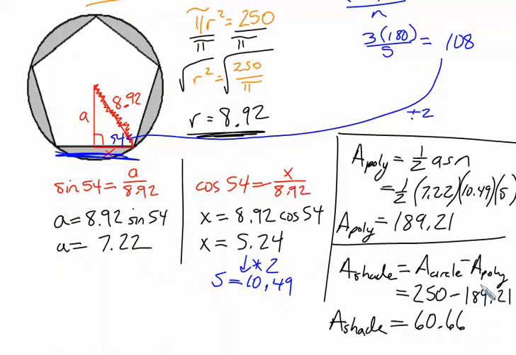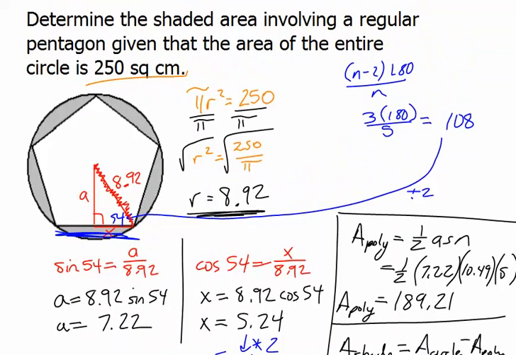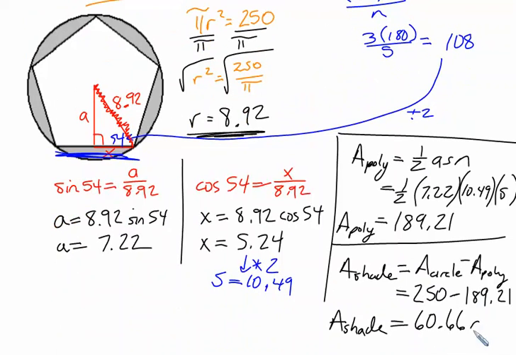60.66, the label, let's go back into the problem earlier, was square centimeters. This would also be centimeters squared. And that's how we would polish off finding the shaded area involving this figure. So areas of regular polygons is just another way to be trigy.